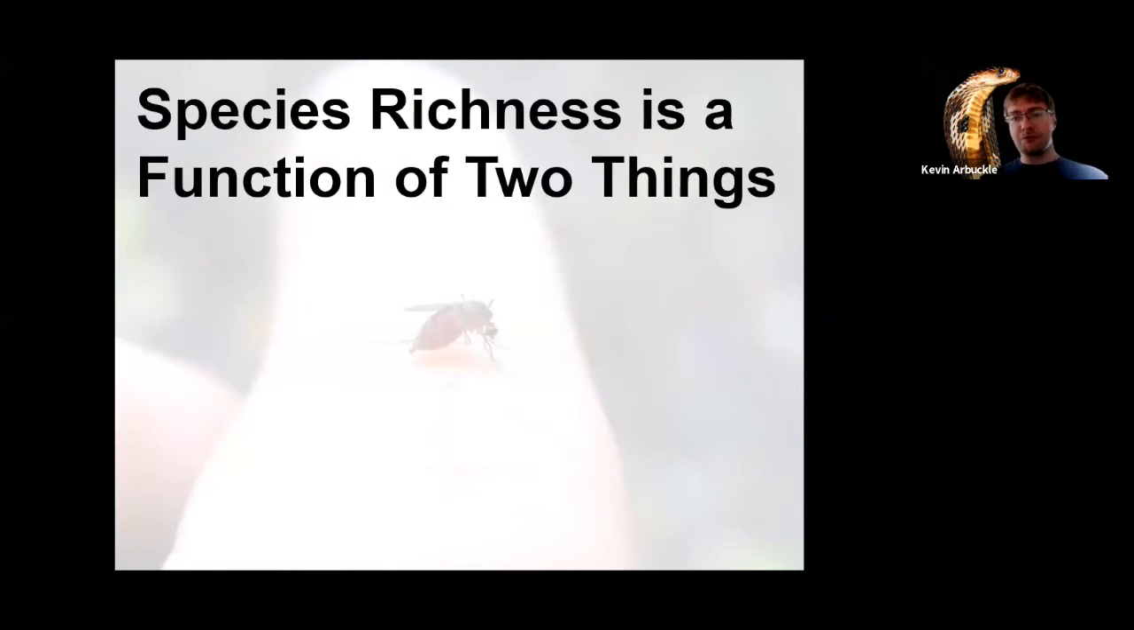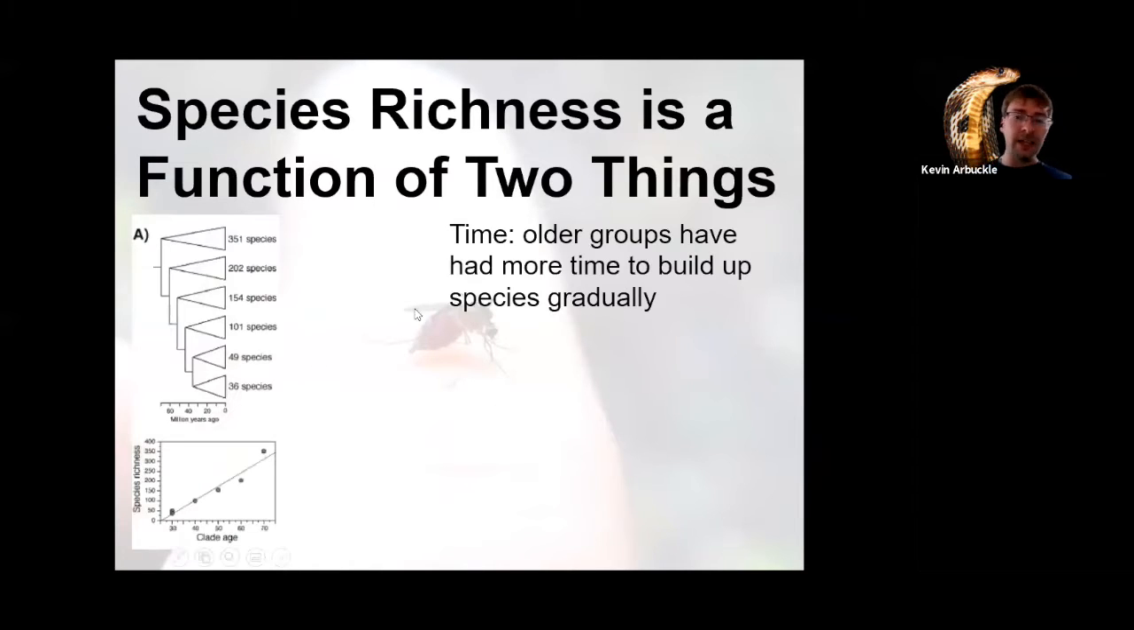And when we think of species richness, really that's a function of two things. First is time. So in this little toy example, we have 6 clades within this larger group, which have different numbers of species contained within them. As you can see, older groups, which diverged earlier, tend to have larger numbers of species. So if you plotted species richness against clade age, older groups, more species, because they've had more time to accumulate those species over time.